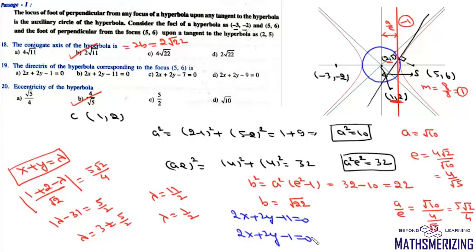Now we'll need to identify which is the directrix corresponding to this focus. So the directrix which corresponds to this focus will have a shorter distance compared to the other directrix. So from 5, 6, this line is at a shorter distance than the other line. So the corresponding directrix will be 2x plus 2y minus 11 equals 0, and that's your option B.